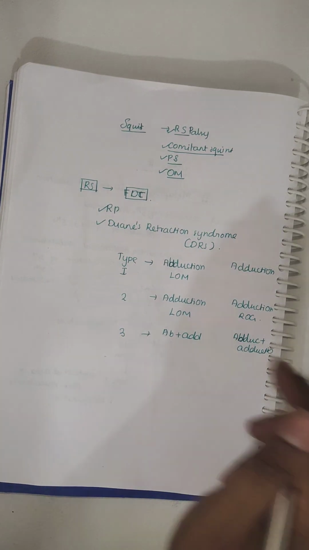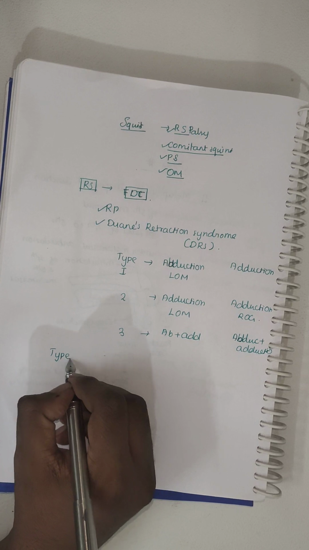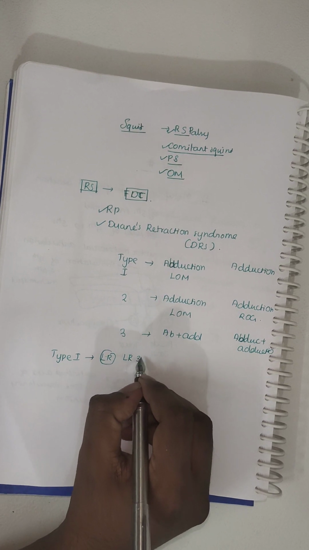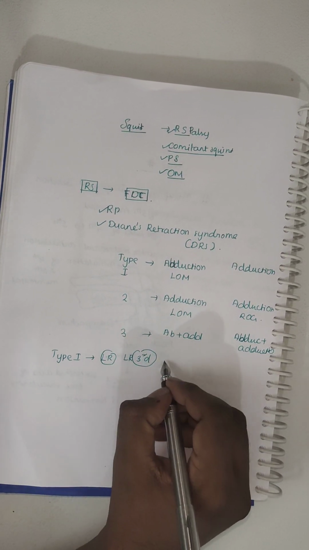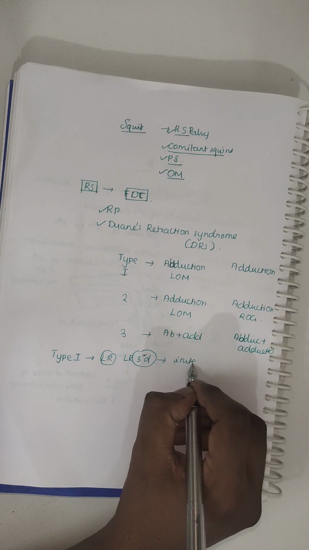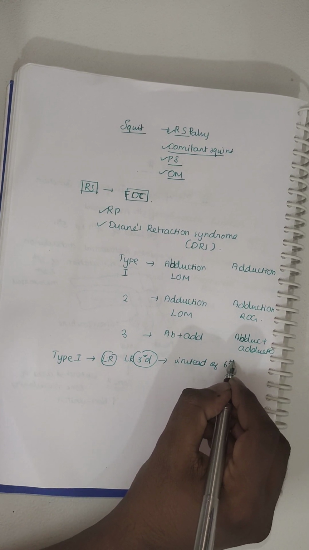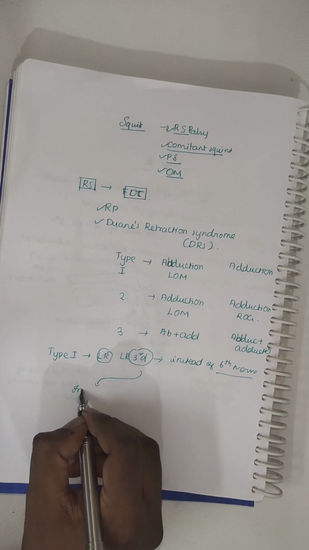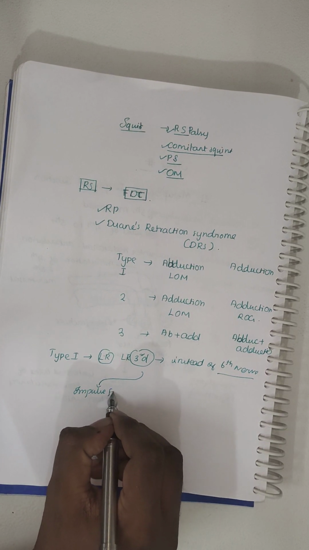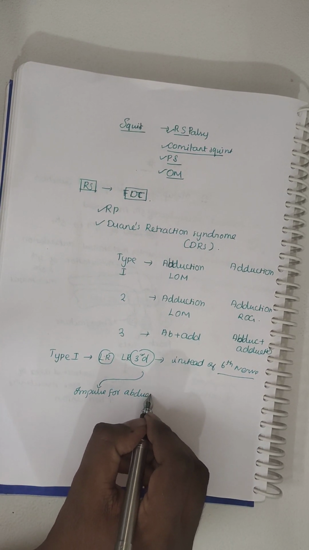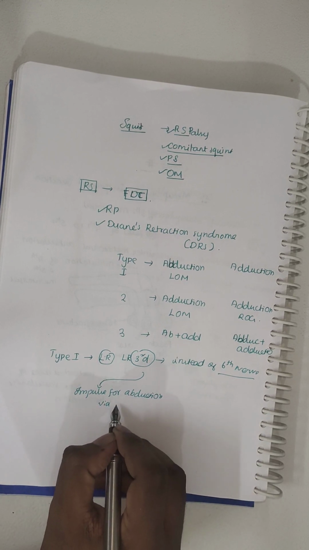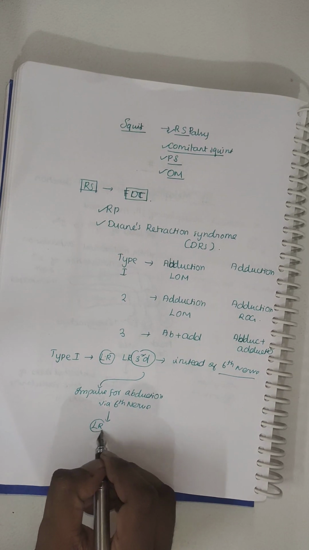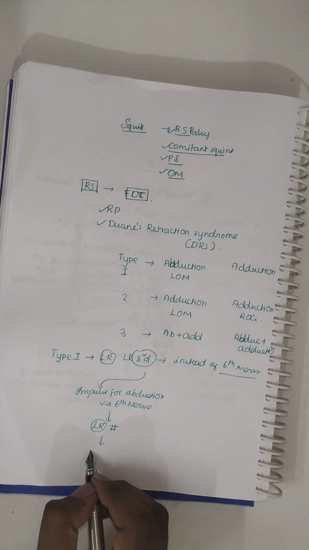In type 1, the lateral rectus is innervated by the third cranial nerve instead of the sixth nerve. So therefore, on impulse for abduction via the sixth nerve, the lateral rectus does not act, and no abduction occurs.